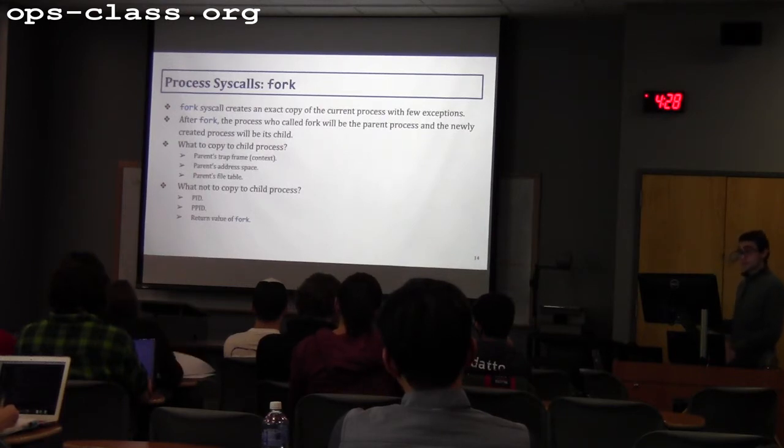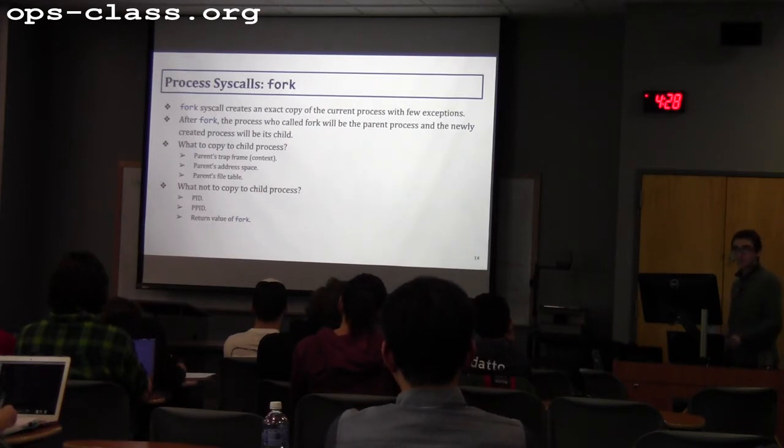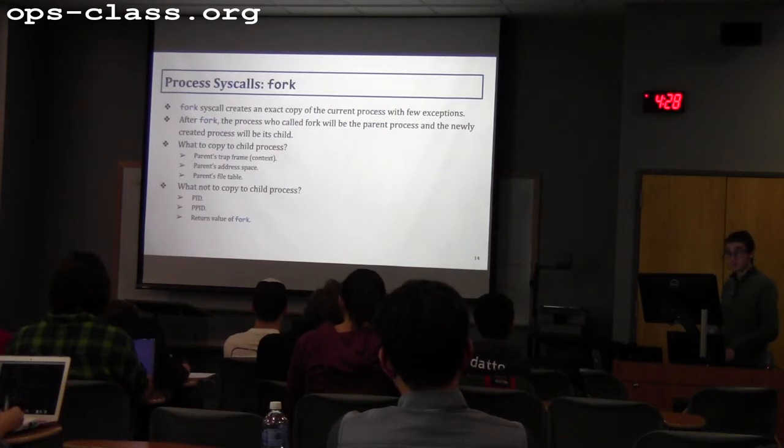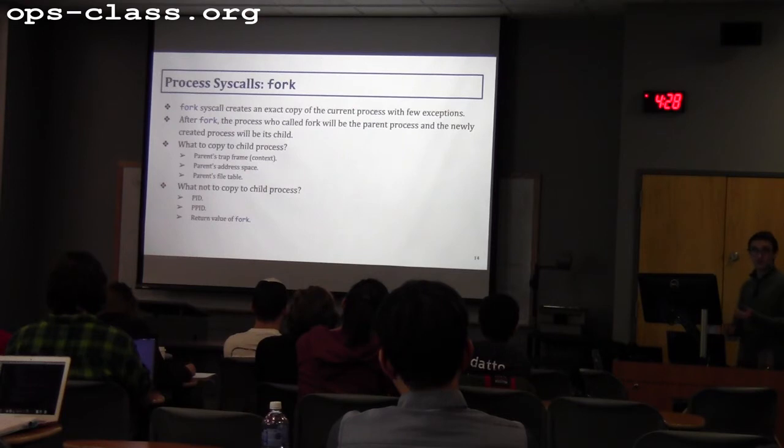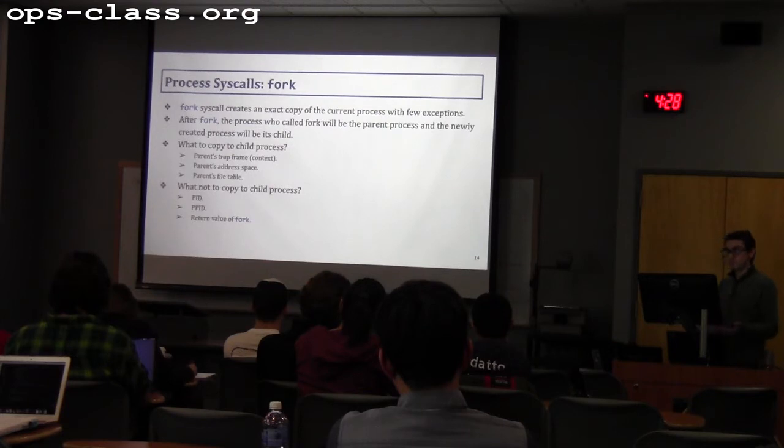And what you shouldn't copy is the process ID. The new child process should have its own unique ID, so you need to allocate a PID for the child process. The PPID of the parent shouldn't be copied over to the child because it's pointing to the parent's parent. So you need to set the PPID of the child to the PID of the parent who called fork. And also the return value of fork: if I'm the child, I need to return 0, while if I'm the parent, I should get the PID of the child.